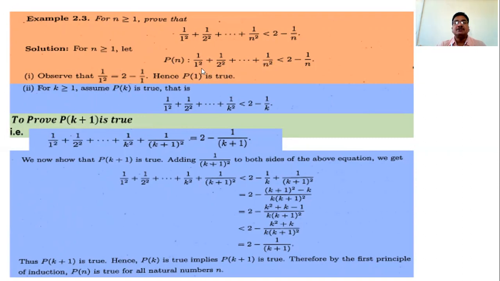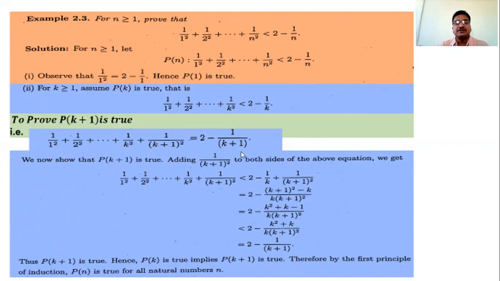What do we have? 1 by 1 square plus 1 by 2 square plus dash dash dash 1 by k plus 1 square. What is the previous term of 1 by k plus 1 square? The previous term is 1 by k square. We also write the previous term: the previous term of 1 by 2 square is 1 by 1 square, that is subtract 1, so k plus 1 minus 1 means k square. So this is the previous term. Substituting n is equal to k plus 1, then the right side is 2 minus 1 by k plus 1.